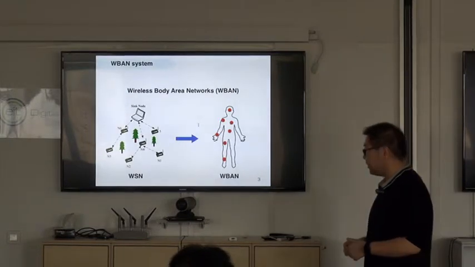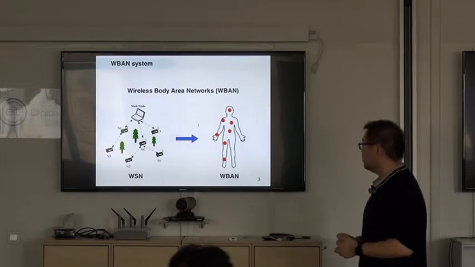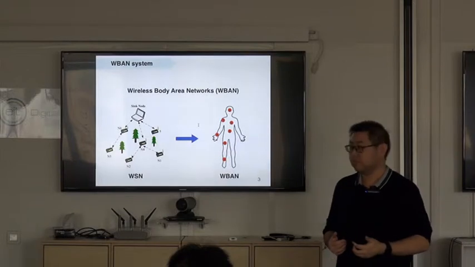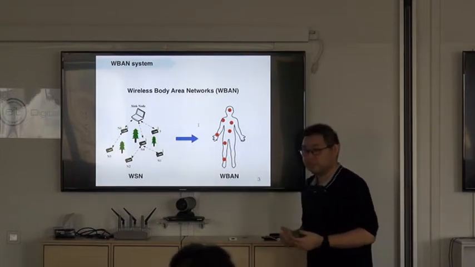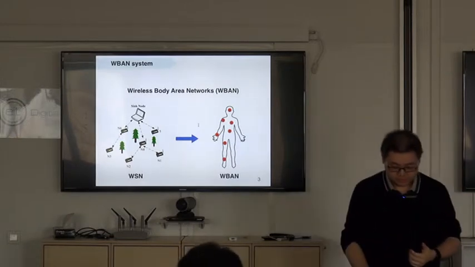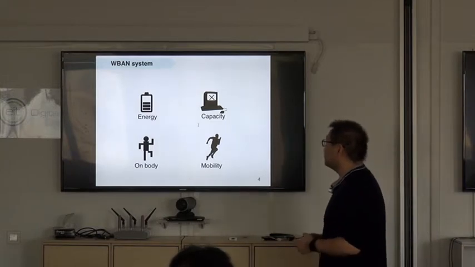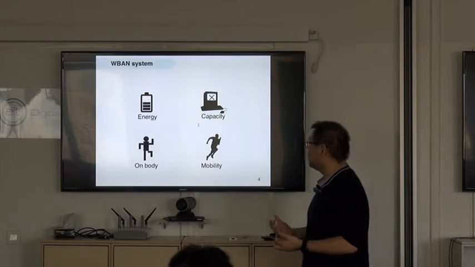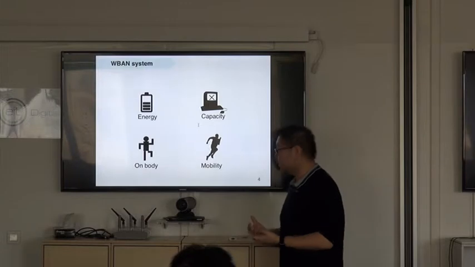So a WBAN system is a kind of wireless body area network. It's a kind of wireless sensor network, but instead of collecting data from the environment, the WBAN devices are on the human body and collect physiological data from the human body. The devices on the human body have very low energy and lower computation capacity, and they also move with the human mobility.